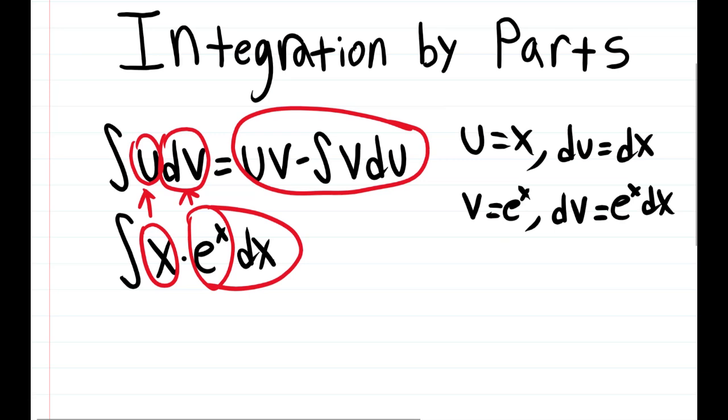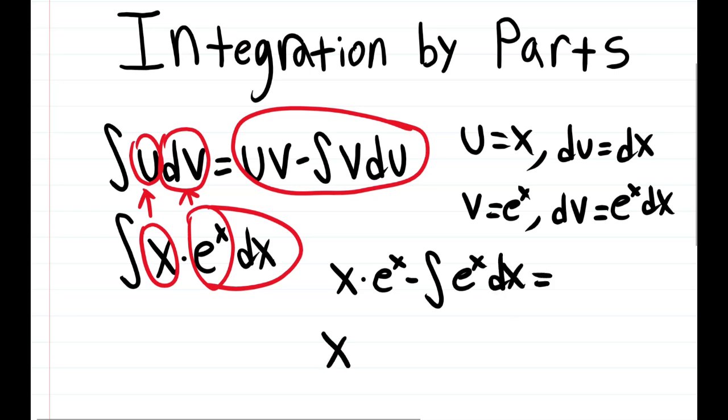What's u times v? In this case, it's x times e to the x power minus the integral of v, which is e to the x power, du, which is just dx, which gives us a final answer of x e to the x power minus e to the x power. And that's our final answer for this integral right here.